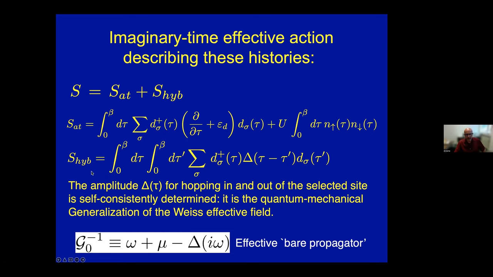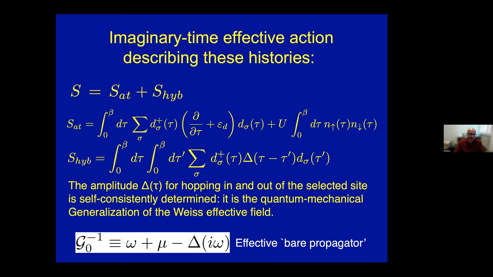And here we have the hybridization term, which involves the dynamical mean field delta. And you see that this process amounts to destroy and create an electron with a certain amplitude delta of tau minus tau prime. So you can think of this problem as an interacting problem with an effective non-interacting propagator, which is given by this expression here, but this is not the free propagator of the problem. This is the effective bare propagator of this impurity problem. So this equation here defines precisely the dynamics of this atom in a bath, or impurity in a bath, in the case of a single orbital system.